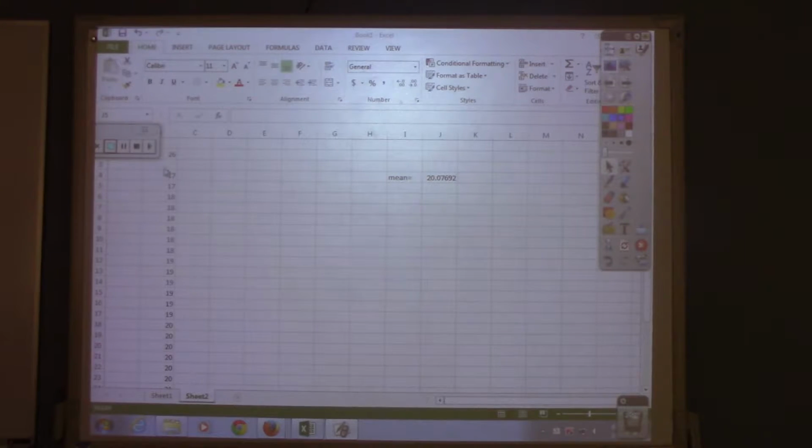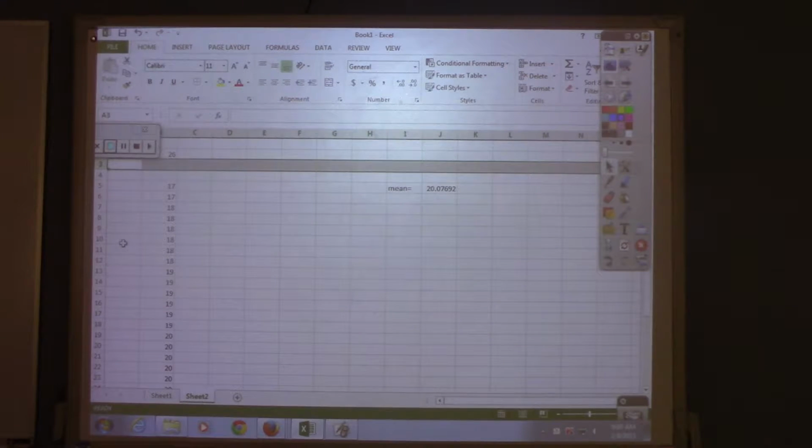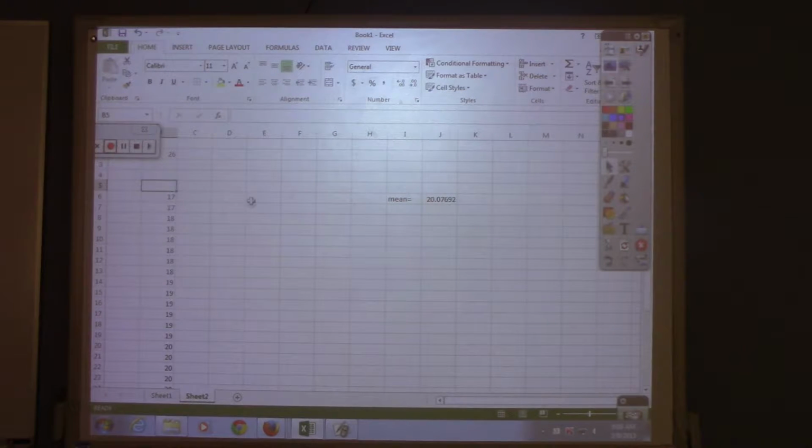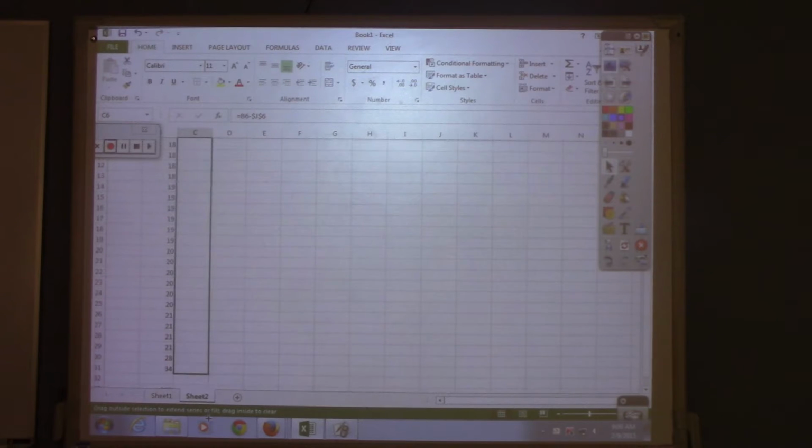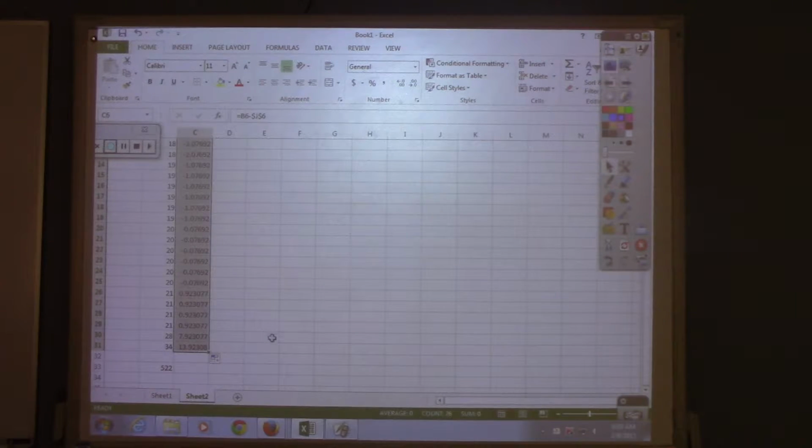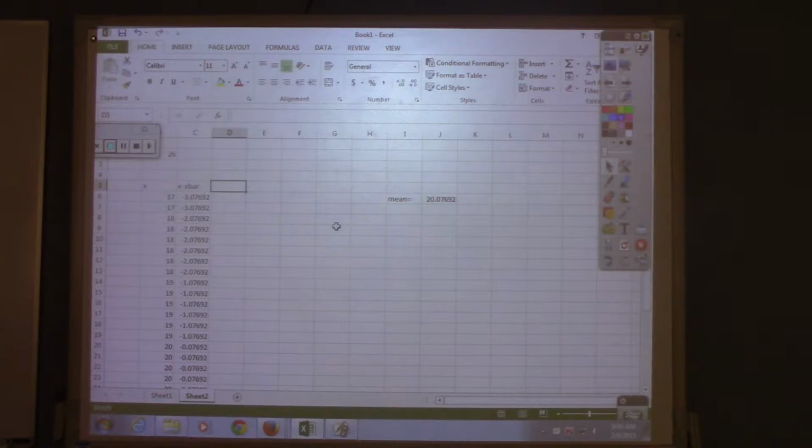So now, well, that's X. I don't like that being right on top of each other. So insert. That's X. And then what? X minus what? X bar. So that's equal to this guy subtracted from that guy. F4. There's those numbers. And then X minus X bar is quantity what?